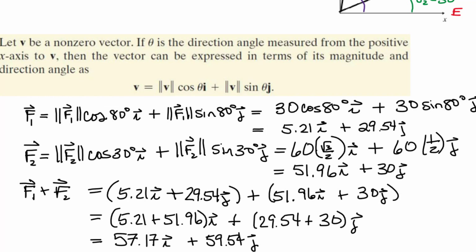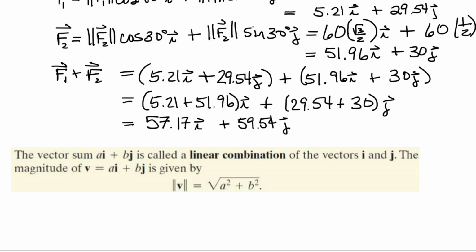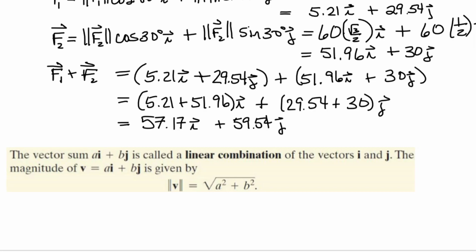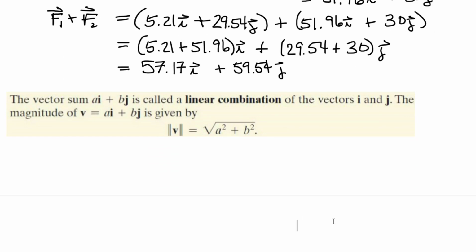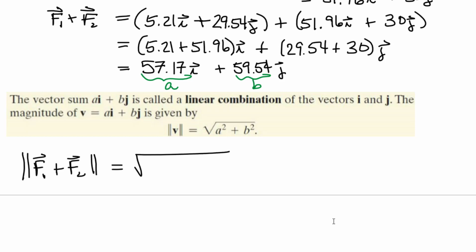But how do we get the direction angle of the resultant force? How do we get the magnitude of the resultant force? The magnitude is the easier of the two to find, and we need to find it first before we can find the angle, the direction. So the magnitude is just going to be the square root of the sum of the squares of the two coefficients of i and j. So if a is 57.17 and b is 59.54, then the magnitude of this resultant vector is going to be the square root of 57.17 squared plus 59.54 squared, which is about 82.54.